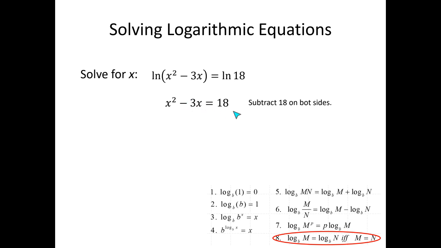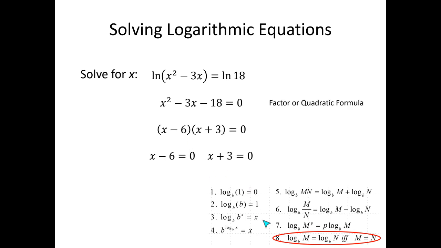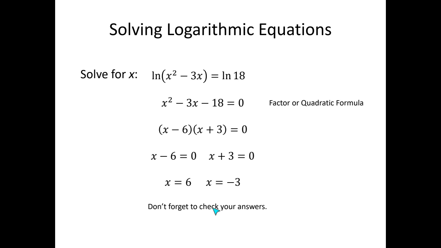So we get x squared minus 3x equals 18. This is quadratic, so I'm going to subtract 18. And so I get x squared minus 3x minus 18. You can either try to factor or use the quadratic formula. So this is factorable. And so my possible solutions are x equals 6 and x equals negative 3. And so we need to check our solutions. So let's check our solutions.